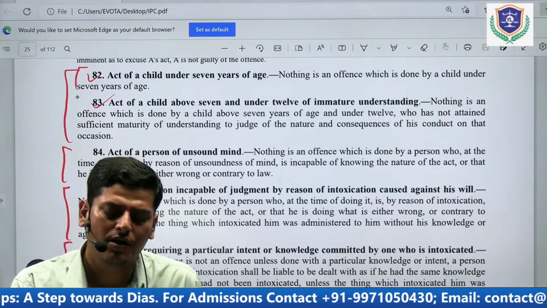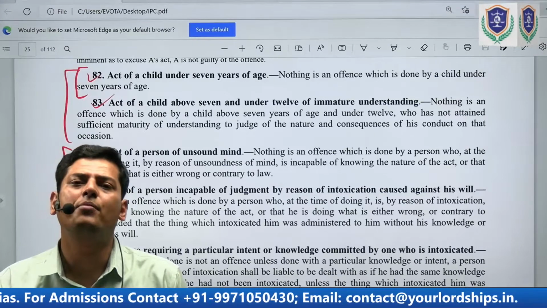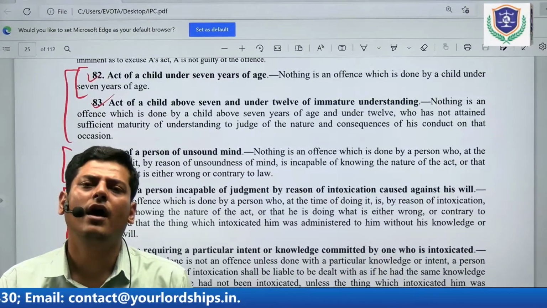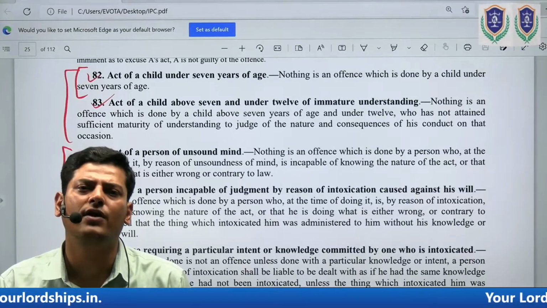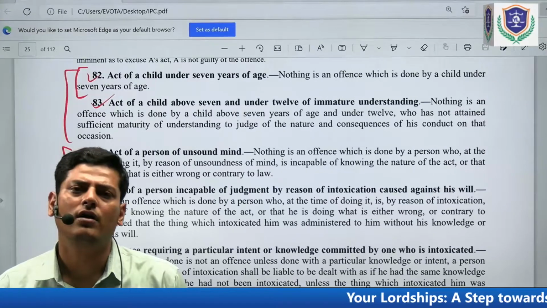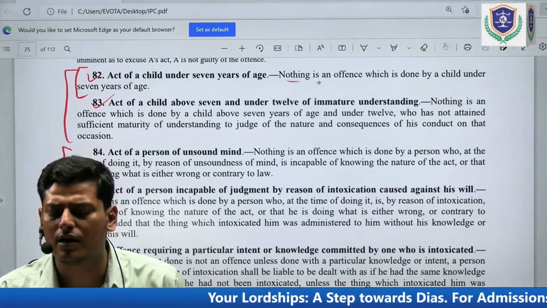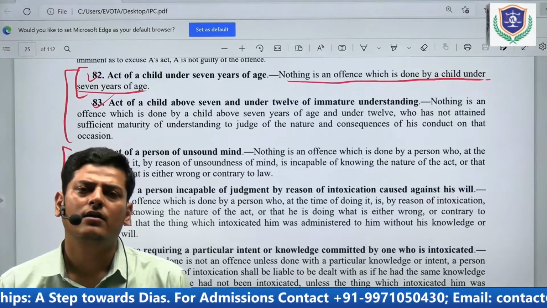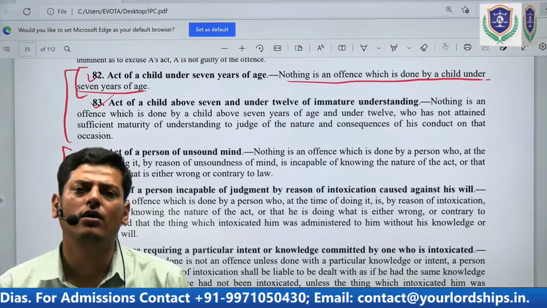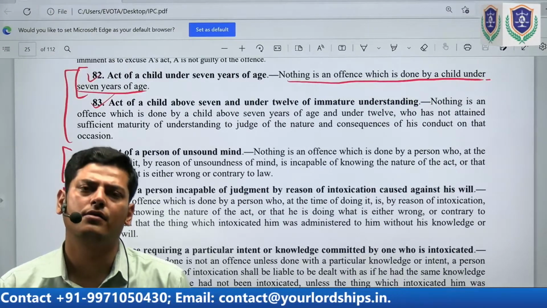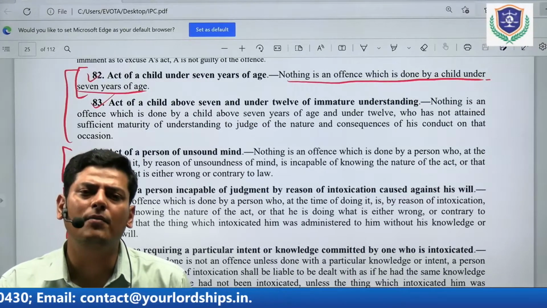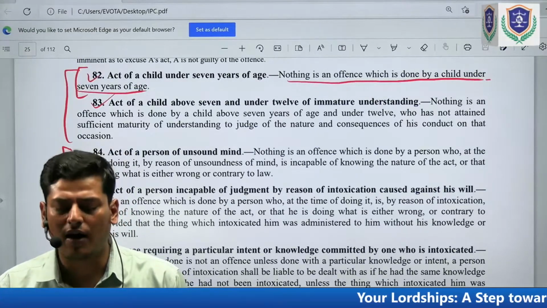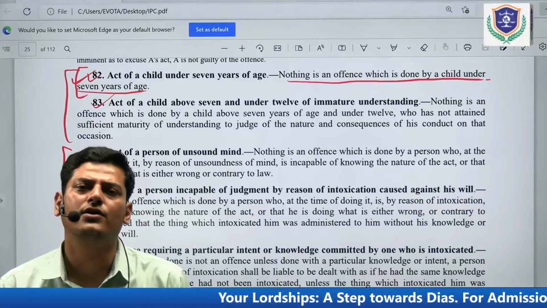Section 82, as I have already stated in the previous class, deals with absolute immunity of a person below a certain age. What is that age? If a person has committed an offense and that person is below 7 years of age, then he cannot be held liable for any offense. Because section 82 states that nothing is an offense which is done by a child under 7 years of age. Because generally, children under 7 years of age are considered what? They are considered doli incapax. They are considered incapable of forming the relevant guilty intention to commit a crime. That is why absolute immunity has been provided to them under section 82.